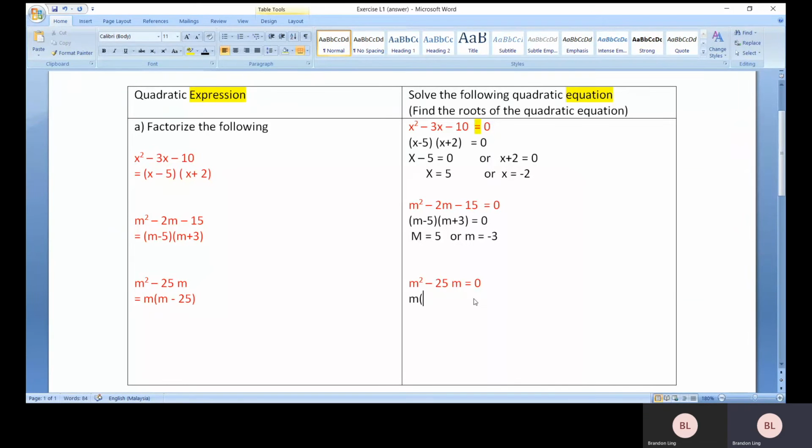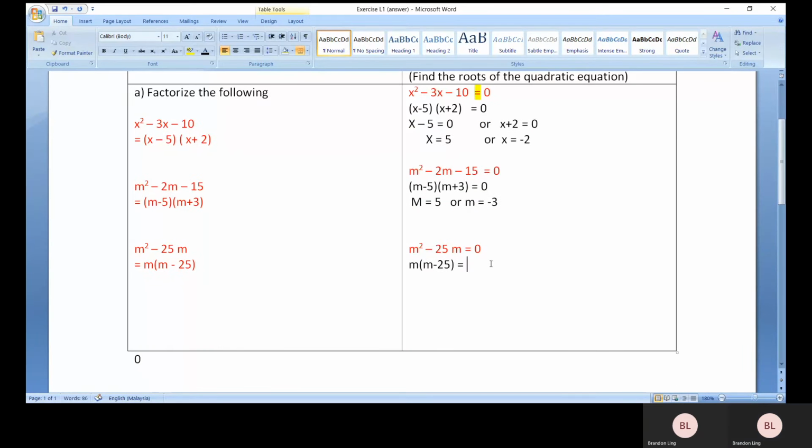Okay, the next one will be m bracket m minus 25 close bracket equals 0. The next thing you need to do is, assuming that this is one term here, m, the other term will be m minus 25. So you'll be getting m equals 0 or m minus 25 equals 0. Therefore, there are two answers for this one, which is m equals 0 or m equals 25.